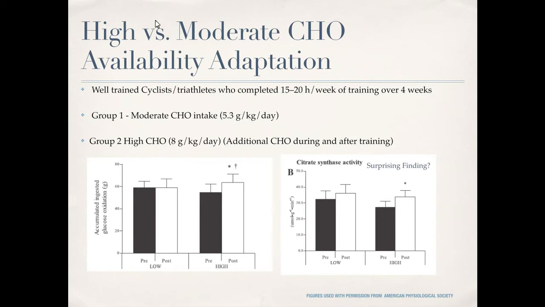Well, basically you have the moderate carb group, and they had 5.3 grams of carbs per kilogram per day. Then you have the high carbohydrate group, and they essentially had 8 grams per kilogram per day. So basically they had their normal carbs plus carbs during training. Now one thing I want you to notice is that a real interesting finding is that citrate synthase activity appeared to be greater in the high, or increased more in the high than the low. Although it's difficult to see that that increase is that much different, it is a surprising finding based on the past literature.